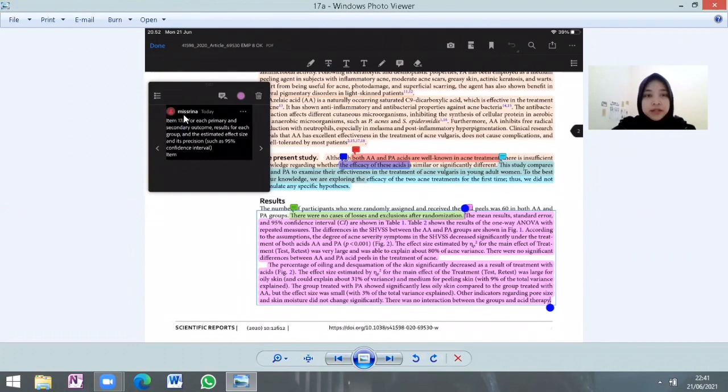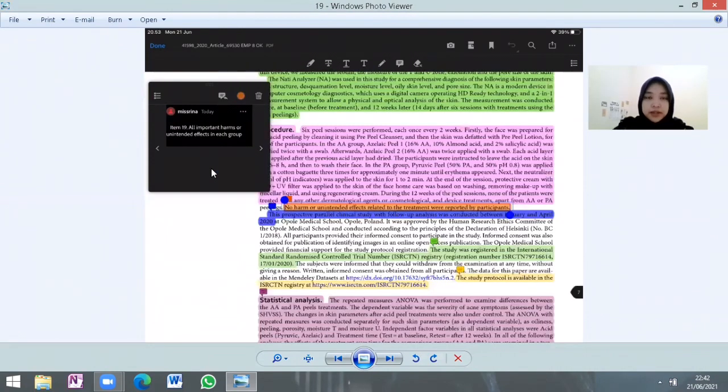And item number 17A, for each primary and secondary outcome, results for each group and the estimated effect size and its precision, is reported on page number 2, which is highlighted in purple. The mean result, standard error, and 95% confidence interval are shown in table 2. Table 2 shows the result of the one-way ANOVA with repeated measures. The next item is number 17B. It's not reported in this article. Also, number 18 is not reported.